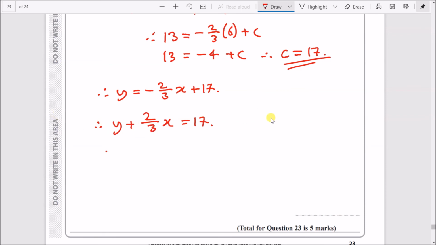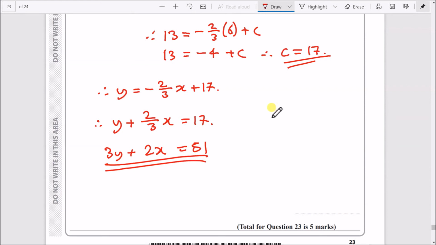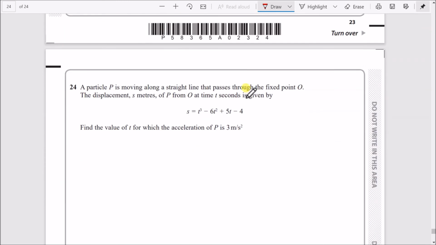If you do that, you're going to get 3y plus 2x because the fraction is cleared. And then 17 times 3 is 51. And that's it, guys. This should be the result: 3y plus 2x equals 51. Now, let's go into number 24.